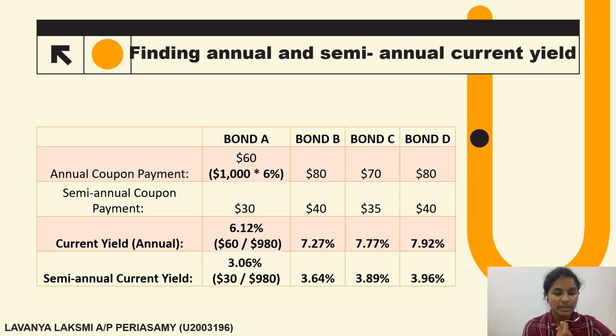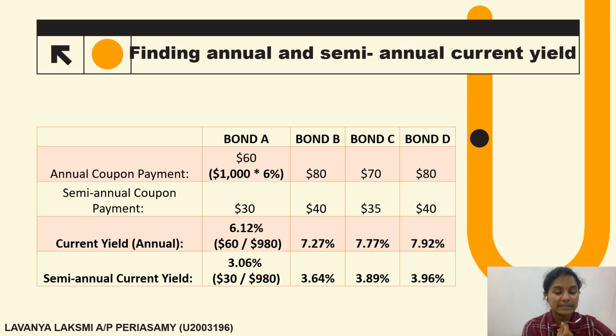Next is the semi-annual coupon payment. Semi-annual coupon payment is where the bondholder will be paid every 6 months, which means 2 times in a year. So we can just divide the $60 for bond A, annual coupon payment, by 2, then we'll get $30 for bond A. The rest we can do the same method for bond B until bond D.